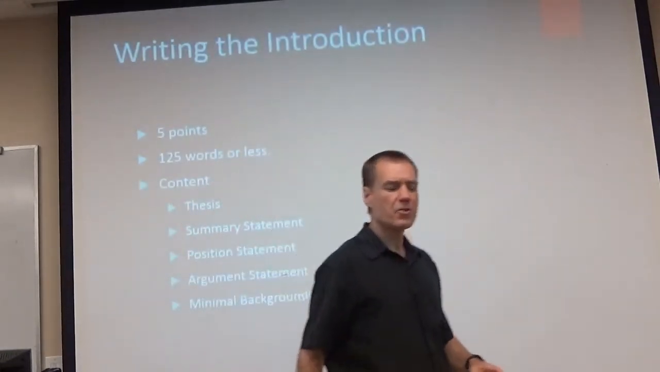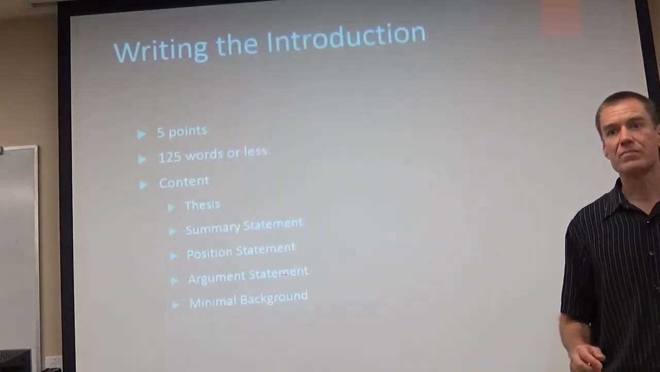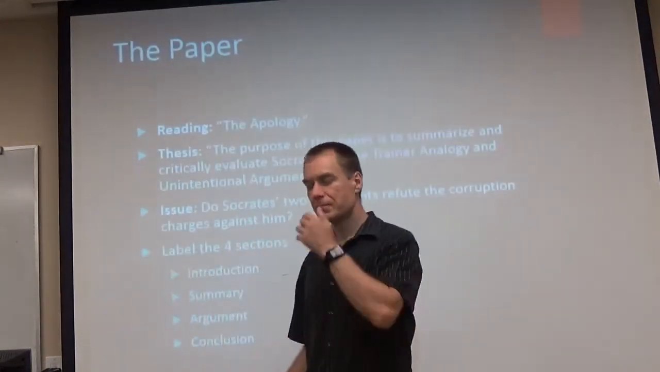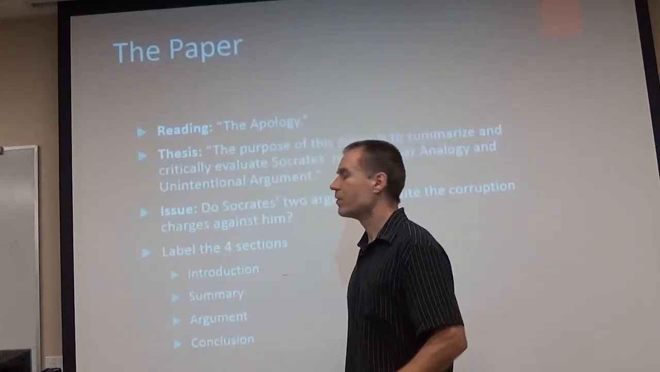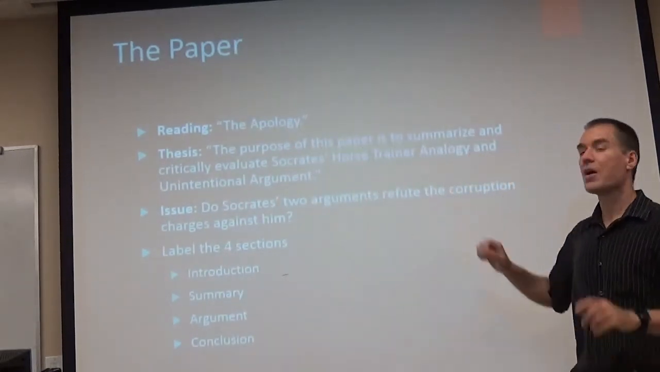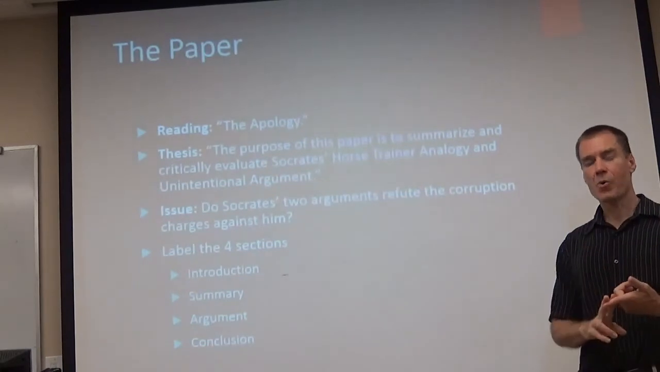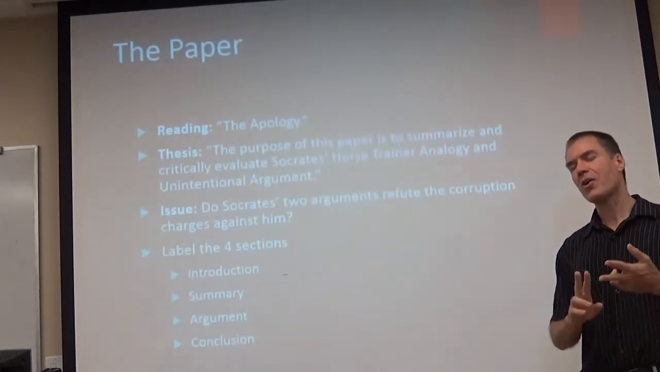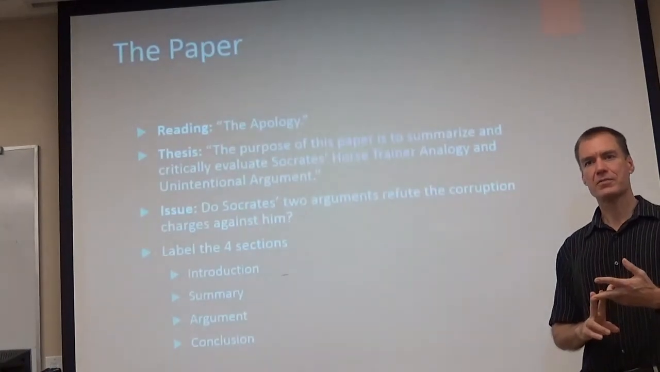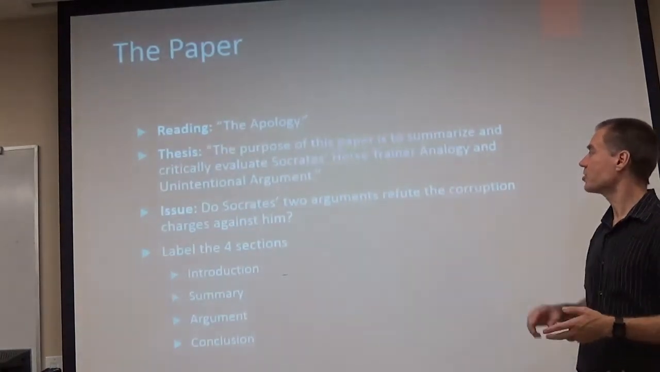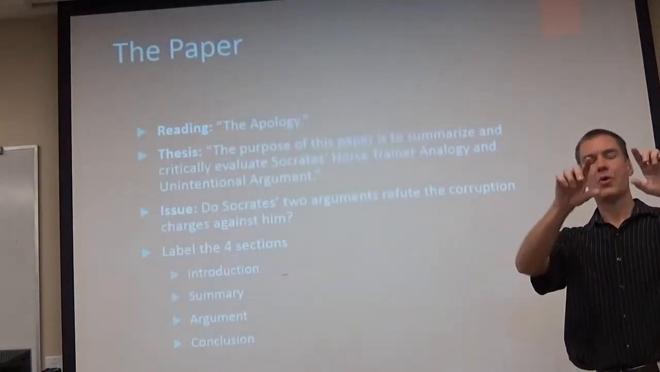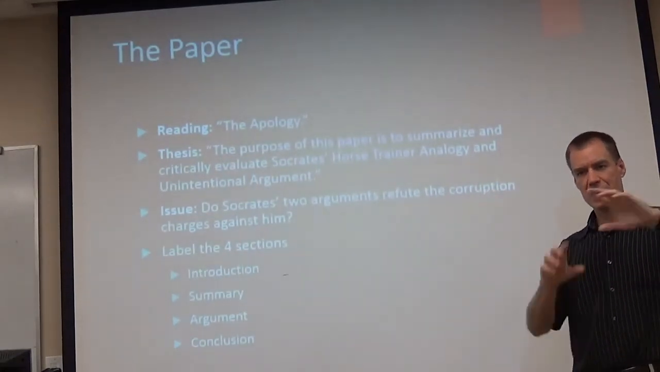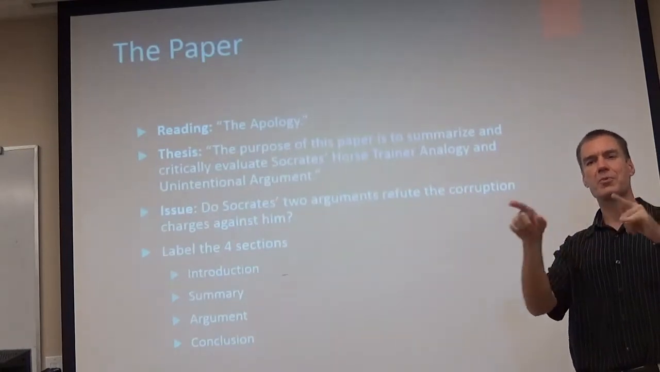Can you say what the second argument was? You said the first one is the wrongdoer who corrupts the youth. Oh, the two arguments? First one is the horse trainer analogy. And argument two is what I call the unintentional argument. The charge against him is being a corrupter. The generic one is he's a corrupter of the youth.